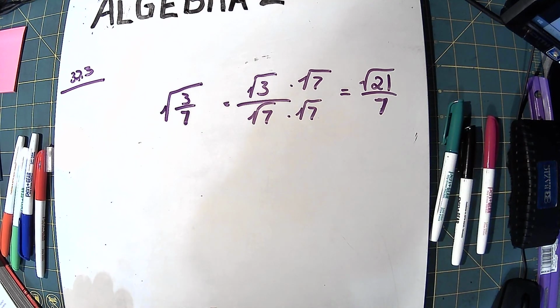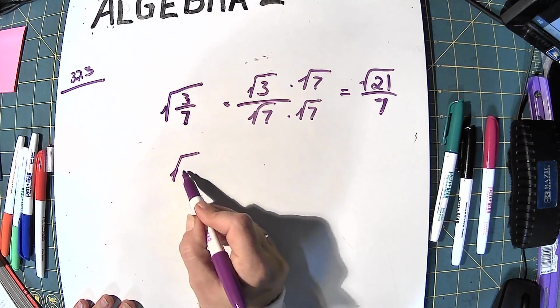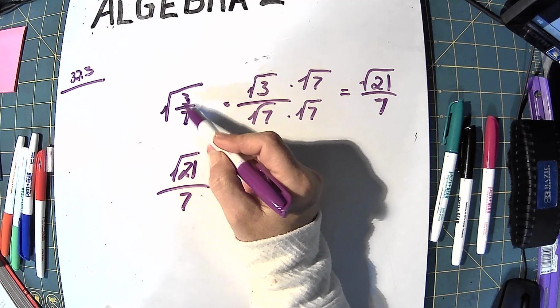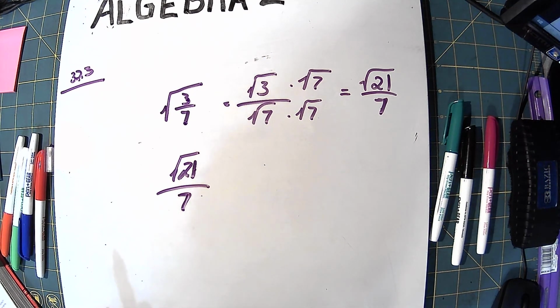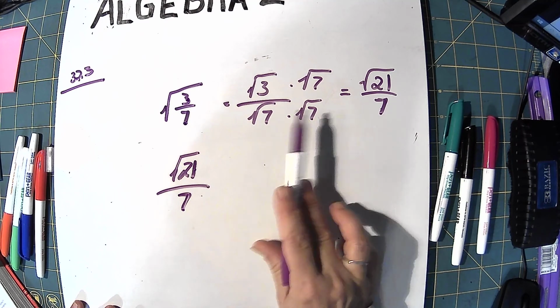Now a shortcut for that would just be to say 3 times 7 is 21. That's what's going to go in the top. And then we're just going to put that over 7. So you just multiply your bottom times your top to get your new top. And you just get rid of the radical sign on the bottom. So that's kind of a shortcut that you can do. But I want to make sure that you understand how you're getting that.